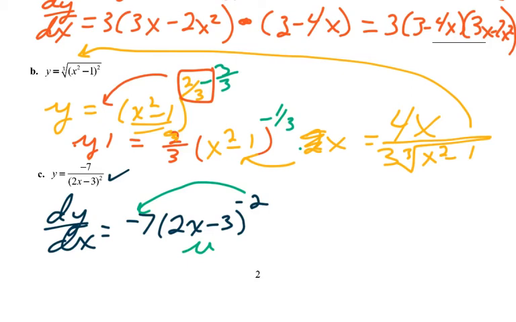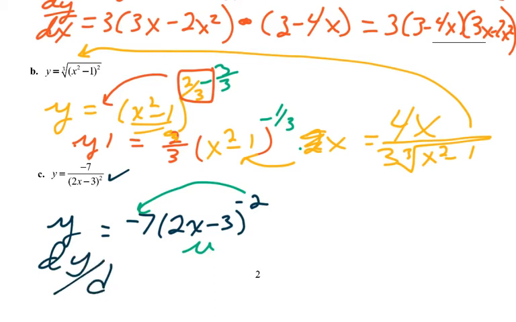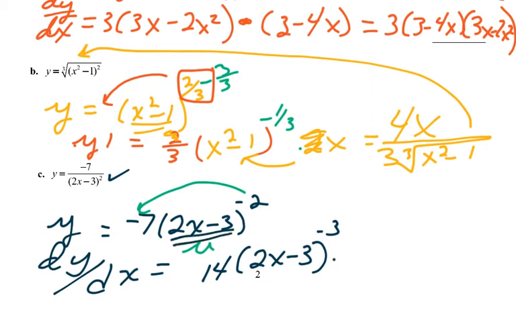And, oops, I have a linkage error right here. Those are deadly. That's not what dy dx is, that's what y is. dy dx is equal to 14. I'm bringing the negative 2 out front. I am not touching u. I'm not chewing on that gum yet. I drop the power, and then I multiply by the derivative of the guts. The guts being 2x minus 3, its derivative being 2.